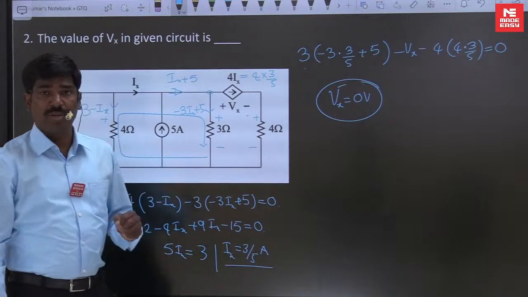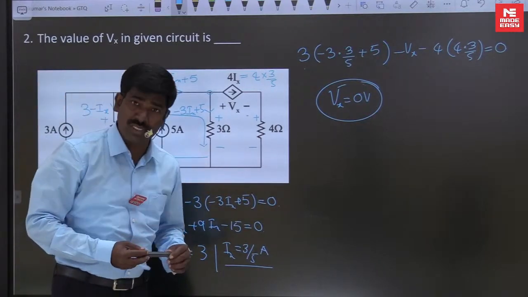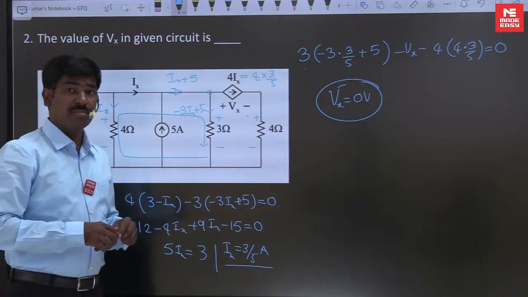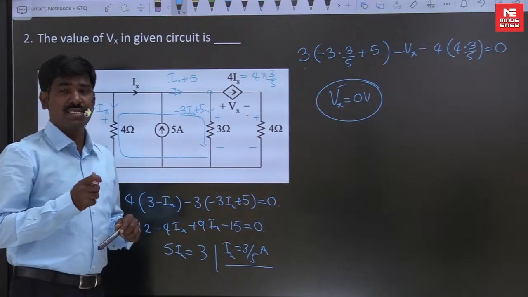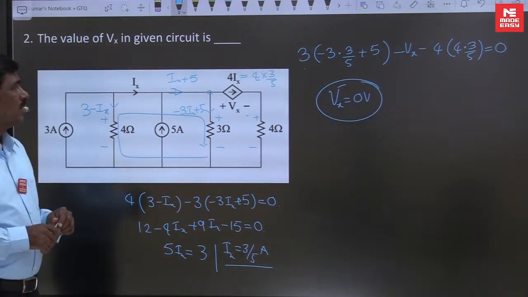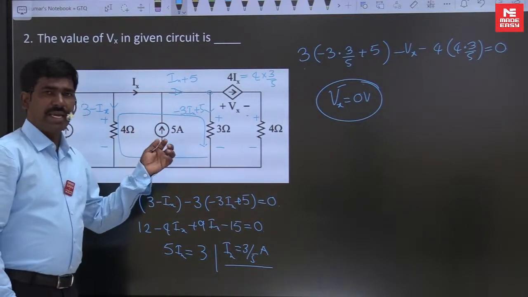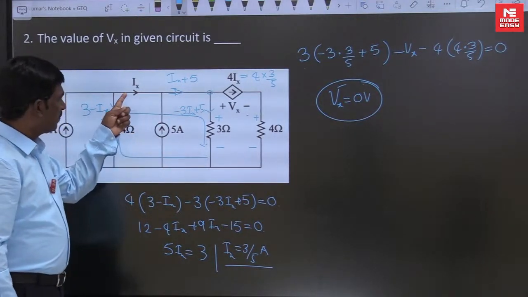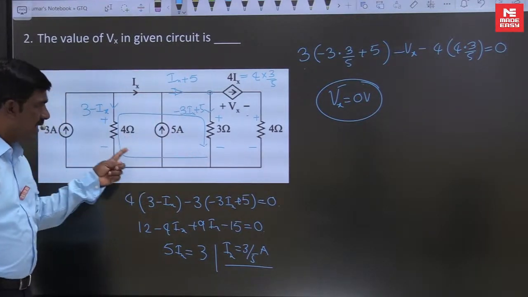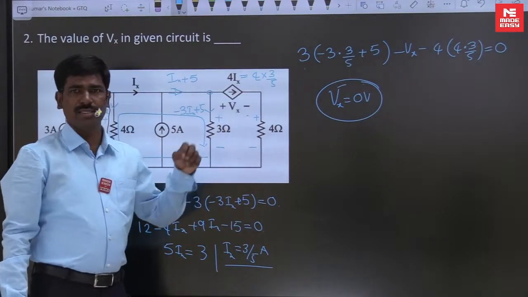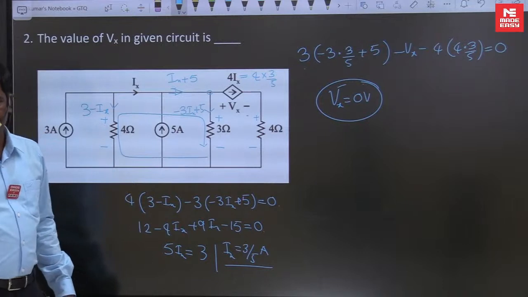In competitive examinations, time is most important. So any method can be used, but use the one that takes the least time. Here you are only using KCL, KVL and Ohm's law. KCL we used first, next the KVL, next Ohm's law, 4 into current. Okay.